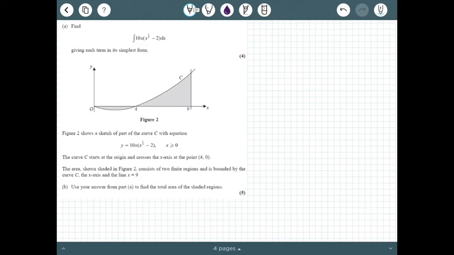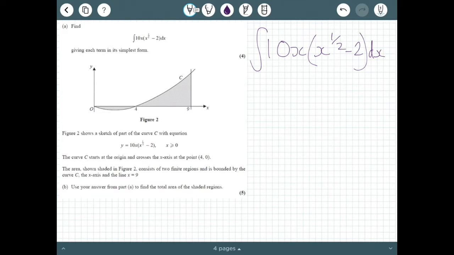This is question 6 of the C2 June 2015 Edexcel paper. First of all, we're going to be looking at the first 4 marks of this question, which is: find the integral of 10x, open bracket, x to the power of a half, minus 2, with respect to x. So just to rewrite that over here, that is 10x times (x to the power of a half, minus 2) dx.